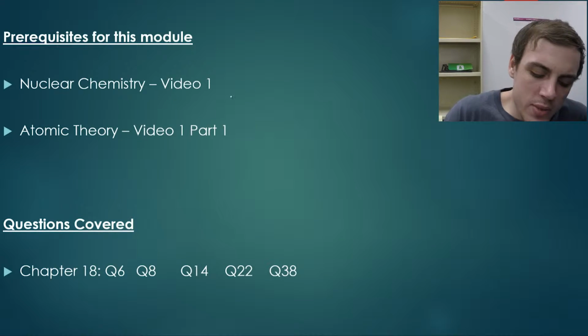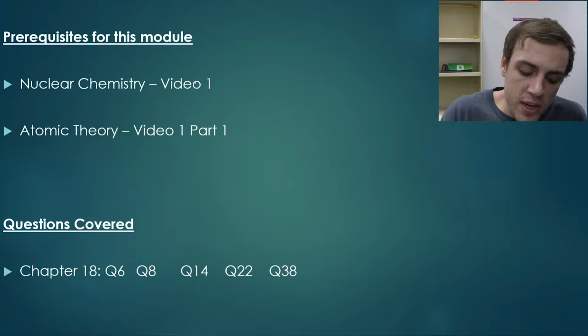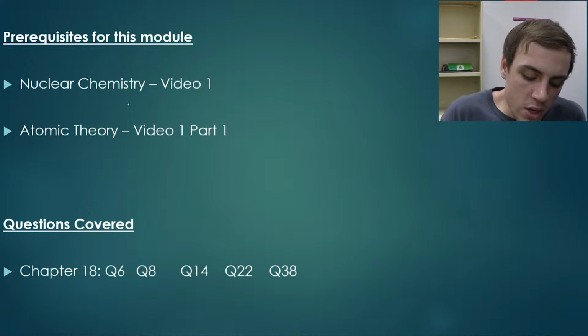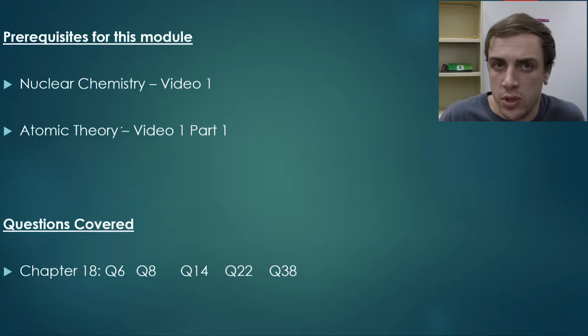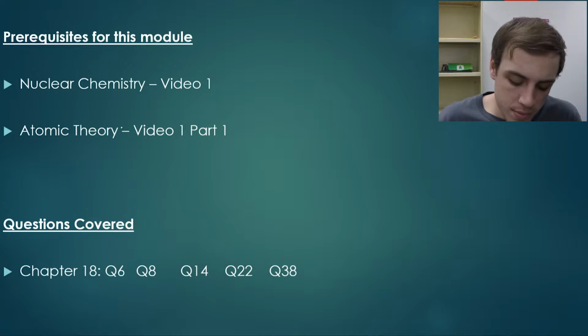Okay, so some prerequisites for this module. I would just recommend going through, obviously, the first video in this series, so going through nuclear chemistry, and going through the atomic theory part, just making sure that you're comfortable with protons, neutrons, electrons, and sort of how we write them out. So we're going to be going through a handful of questions here.